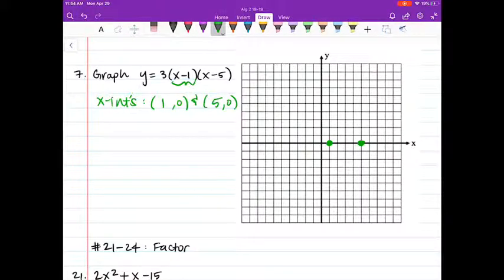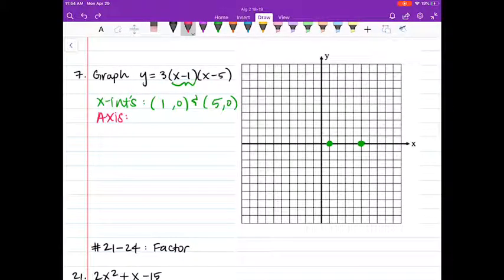Now, this time to find our axis of symmetry, you want to average out the x-coordinates of your x-intercepts, or you can just figure out what's halfway in between. So as you try to find the midpoint of our 2 x-intercepts, well, halfway in between is going to be right there at x equals 3. So apparently our axis of symmetry is x equals 3.